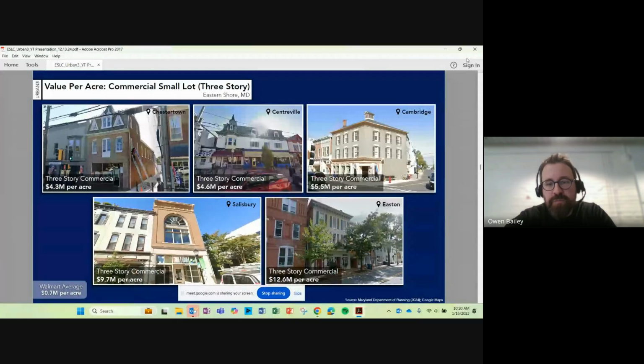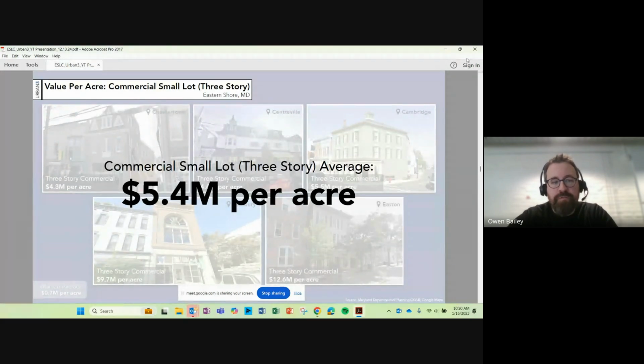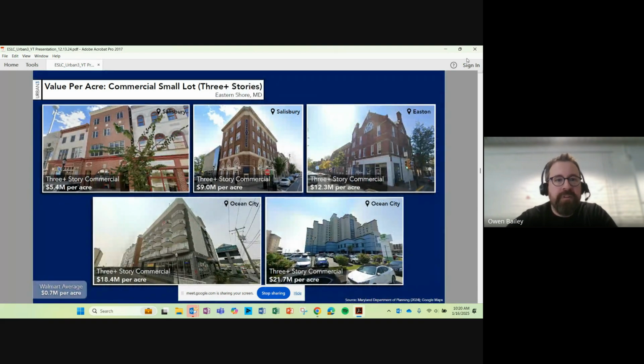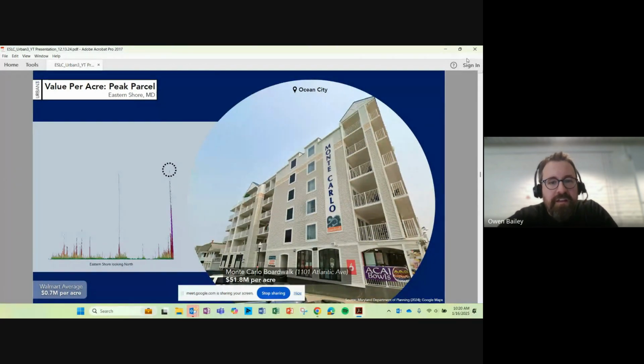$9.7 million in Salisbury, $12.6 million in Easton, $5.4 million per acre throughout the Eastern Shore, again, compared to that Walmart, which is $700,000 per acre. And here's when the numbers really begin to skyrocket. $9 million in Salisbury, $12.3 million in Easton. And the most productive property on the Eastern Shore is the Monte Carlo in Ocean City at $51.8 million per acre.